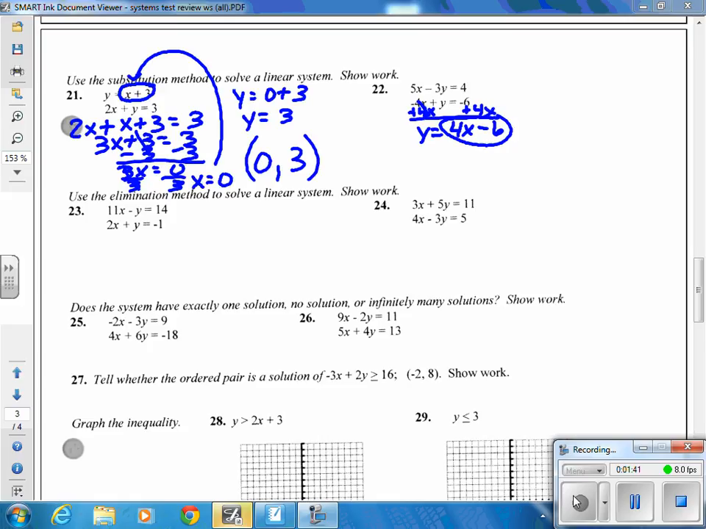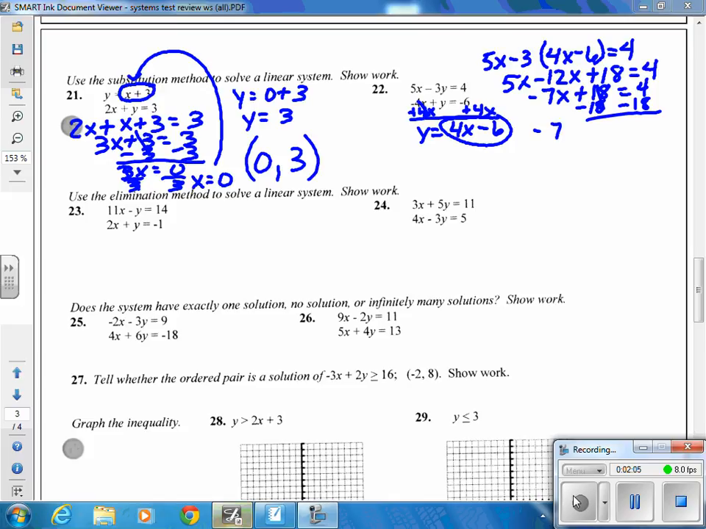Right, so when I go to substitute in, I've got 5x minus 3 parentheses 4x minus 6 equals 4. You have to distribute next, so this will be 5x minus 12x plus 18 equals 4. Combine your like terms. 5x minus 12x is negative 7x plus 18 equals 4. Subtract your 18 from both sides. You now have negative 7x equals negative 14. Divide by negative 7, and x equals positive 2.